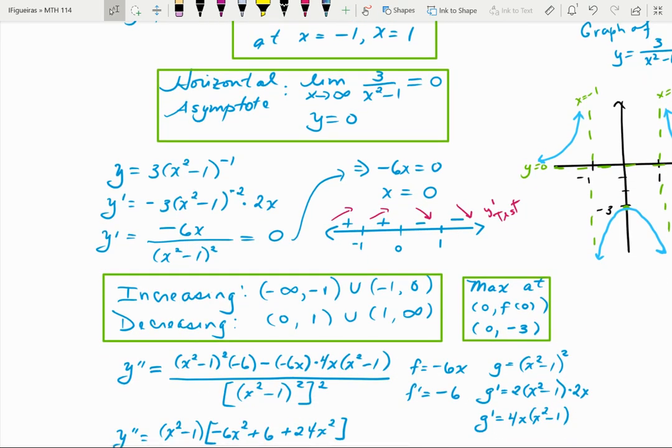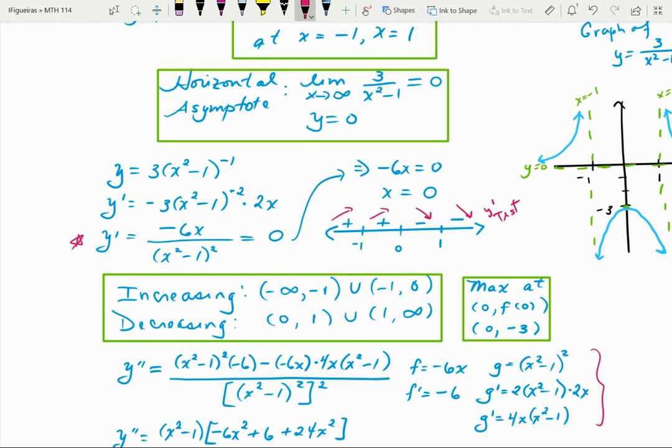Second derivative. Second derivative is based off of our first derivative. First derivative is right here. This time, I wouldn't try to avoid quotient rule. Just use quotient rule because you have a variable expression in both the numerator and the denominator. The work for quotient rule is here on the right. So my f from my y prime is going to be -6x. F prime is -6. My g is the denominator, x squared minus 1 to the second power.